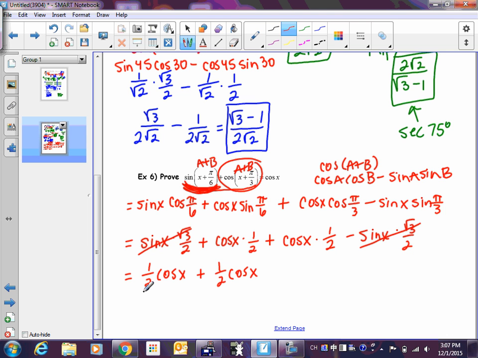But what's half an apple plus half an apple? A whole apple. So what's half a cosine plus half a cosine? 1 whole cosine. And look at that. That's what we were trying to prove. There you go.